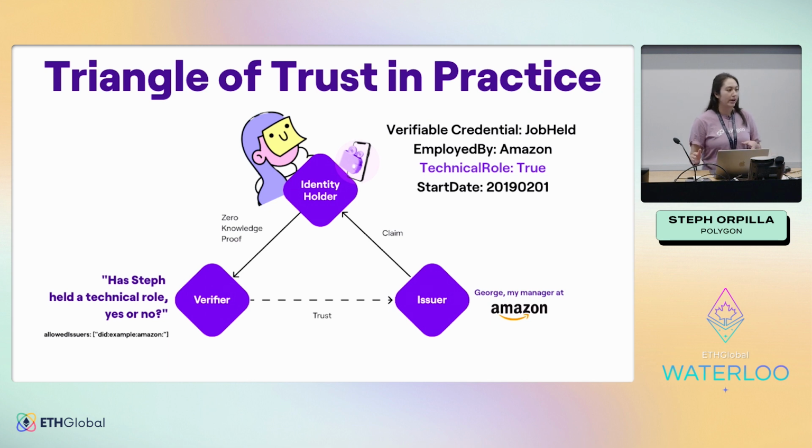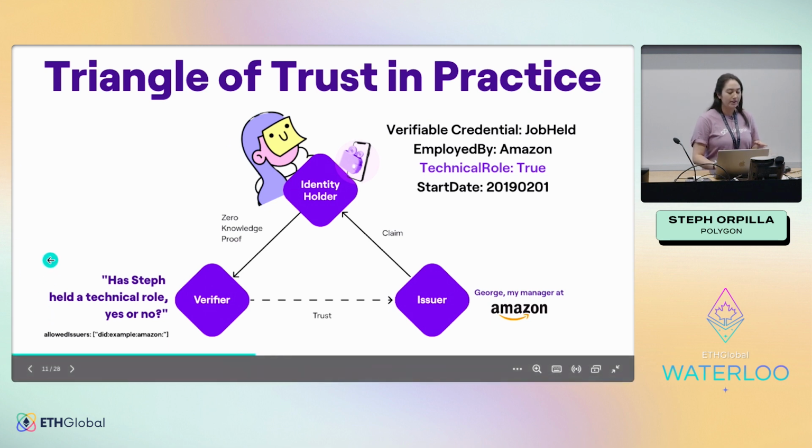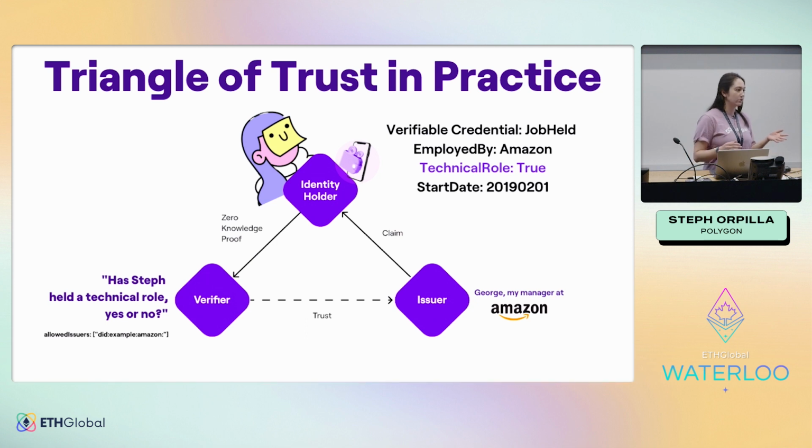Then a verifier website or Dapp could come and say, hey, has Steph ever had a technical role in a job? Yes or no? And I would have something in my wallet that would say, true, I have had a technical role before. So I could present this credential and create a ZK proof based on the credential that says that I satisfy the requirement of having had a technical role.